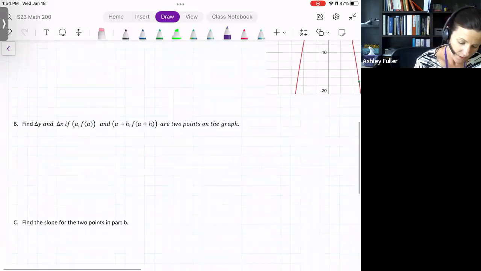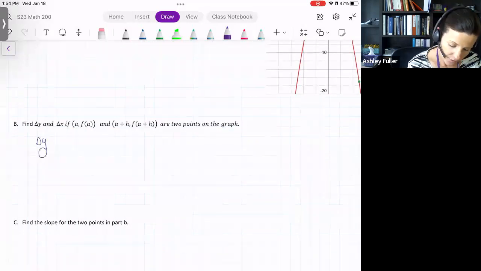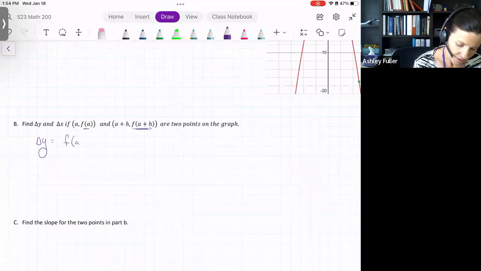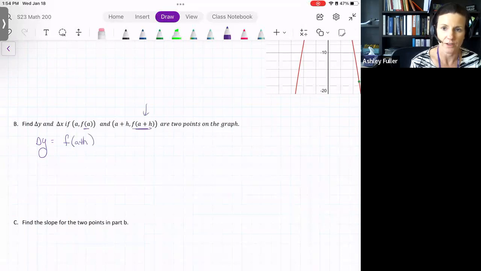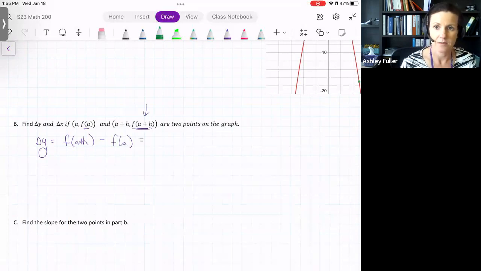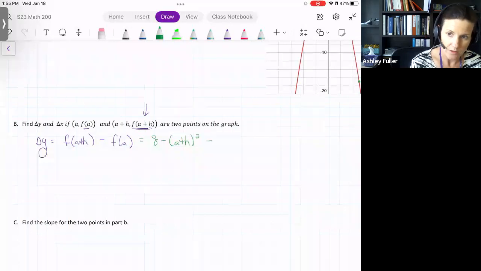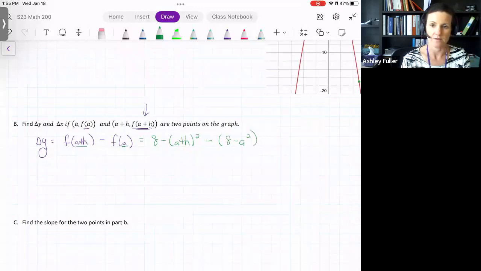So in other words, if we want to find delta y, which is the change in y for these 2 points, these are the y values in the function, then we're going to do f of a plus h, that's the second y value, minus f of a. Using the function as was defined above as 8 minus x squared, we're going to do 8 minus a plus h squared, minus 8 minus a squared. I'm just plugging these values into the function.